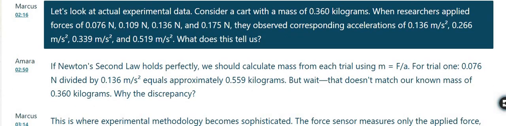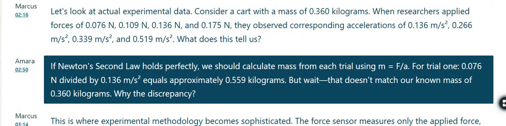Consider a cart with a mass of 0.360 kilograms. When researchers applied forces of 0.076 newtons, 0.109 newtons, 0.136 newtons, and 0.175 newtons, they observed corresponding accelerations of 0.136 meters per second squared, 0.266 meters per second squared, 0.339 meters per second squared, and 0.519 meters per second squared. What does this tell us?